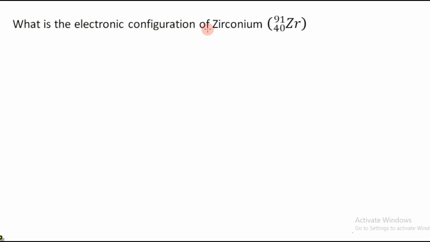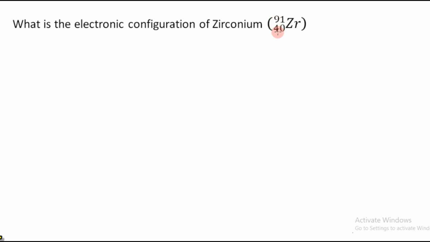What is the electronic configuration of zirconium? So this is zirconium, right? This is the symbol. This is the mass number, which is 91, and this is the atomic number.